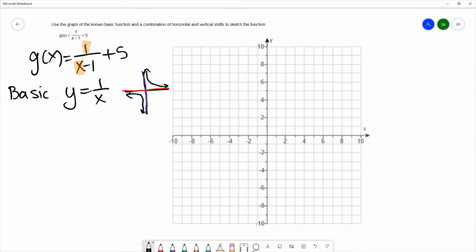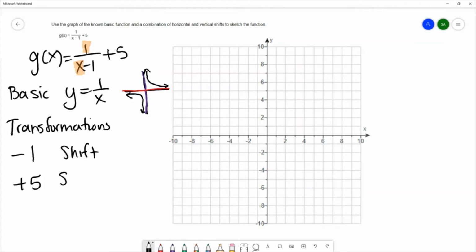We have some transformations. And the transformation that we have is a minus 1 and a plus 5. These transformations are both shifts because they're adding and subtracting. The minus 1 is a horizontal shift because it's inside the fraction. The plus 5 is a vertical shift because it's outside of the fraction.